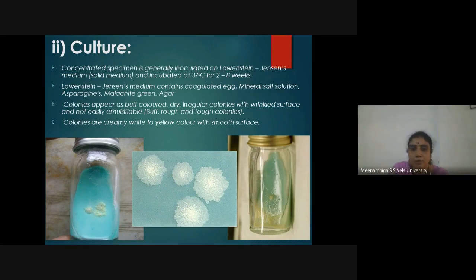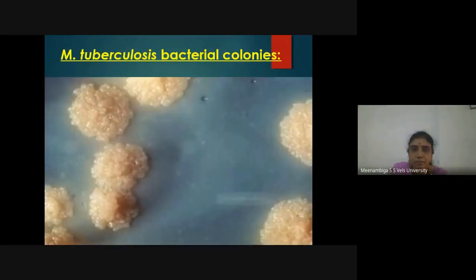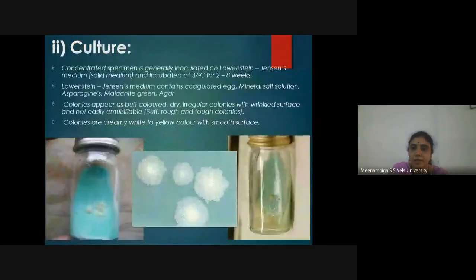It will grow. And they appear as buff color, dry, irregular colonies. And they are creamy, white to yellow color with smooth surface. So this is colonies of Mycobacterium tuberculosis on this Lowenstein-Jensen medium. Just if you remember the name of the medium, that is enough. And the components present in the medium: coagulated egg, mineral salt solution, asparagine, malachite green and agar.